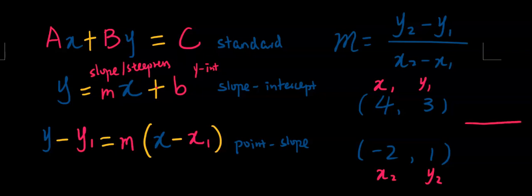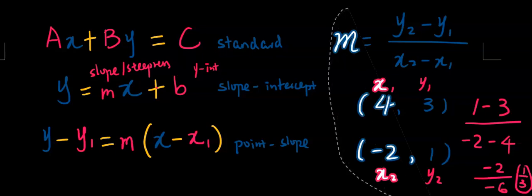y sub 2 minus y sub 1, so we have 1 minus 3. x sub 2 minus x sub 1, we have negative 2 minus 4. 1 minus 3, we have negative 2. Negative 2 minus 4, you have negative 6. We're going to simplify. We have 1/3. So 1/3 is your slope. This is a quick review of how to calculate the slope when you are given 2 points.